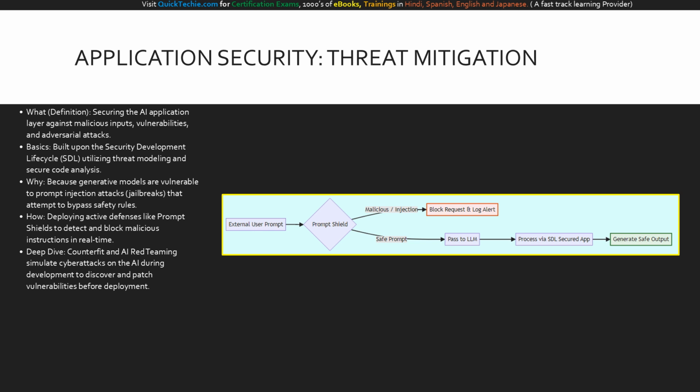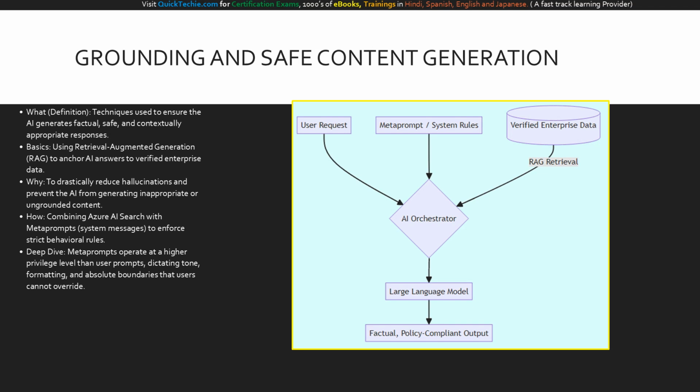It is then processed via our SDL secured application architecture, ultimately resulting in the generation of a safe output, highlighted in green. This diagram visually demonstrates defense in depth at the application layer, ensuring the model itself is insulated from adversarial manipulation. Beyond stopping hackers, we must ensure the application behaves reliably for normal users. This requires grounding and safe content generation.